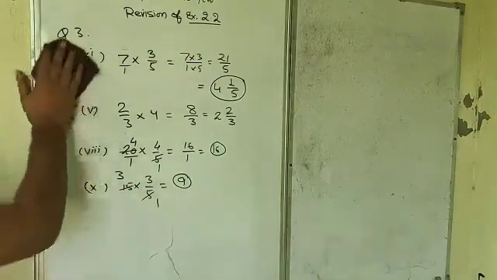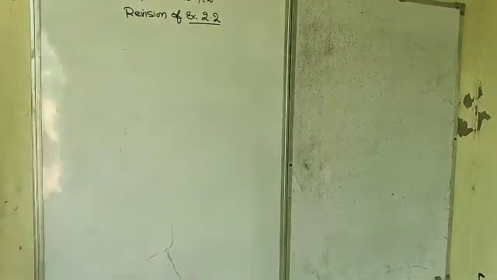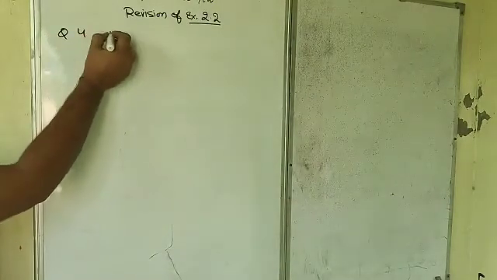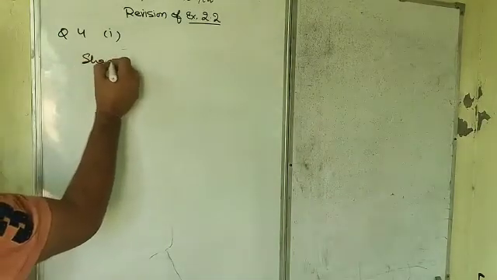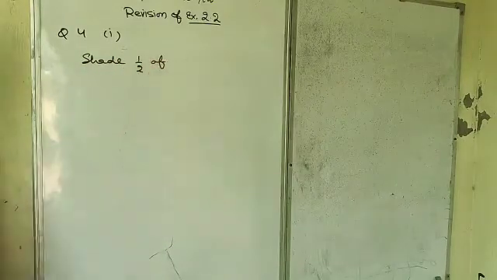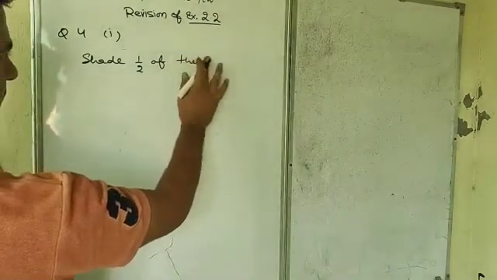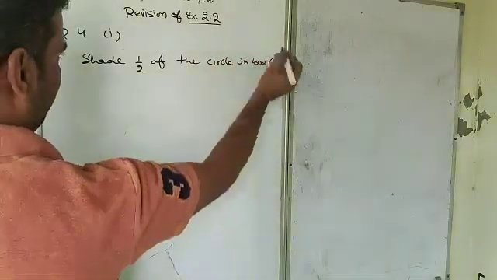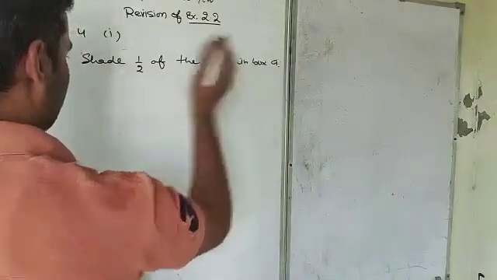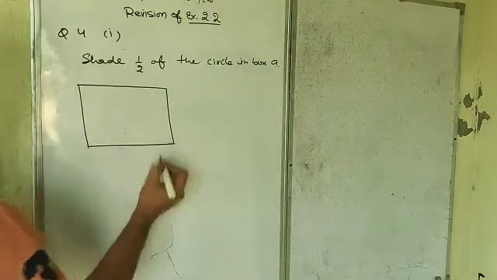Now come to question number 4. In question number 4, you have to do shading, just like in question number 4, part number 1. Shade 1 by 2 of the circles in box A. You are given some circles in box A, and you have to shade or color half of them.